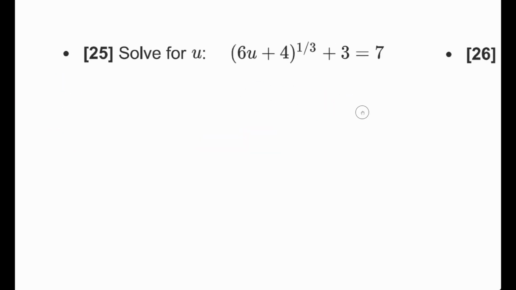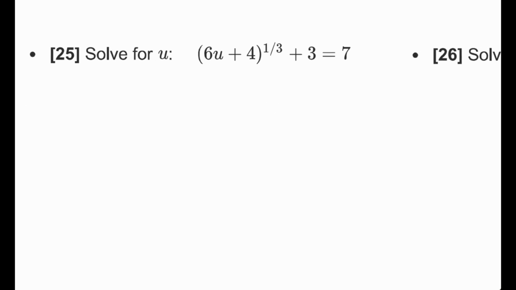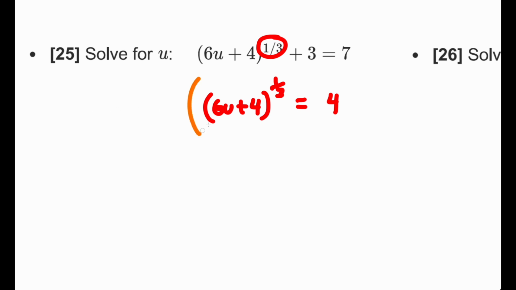The next one, solve for u. We have a lot going on here. You're going to want to isolate that rational exponent. So we're going to subtract 3 on both sides. So it's going to be 6u plus 4 to the 1/3 power, and again, you can turn that into the cube root if you want, is equal to 4. Or you can just raise both to the 3rd power because it's that denominator there, and that will cancel it out as well.